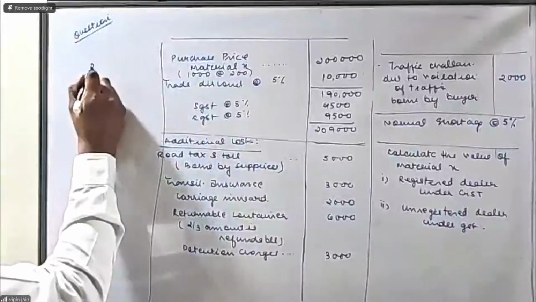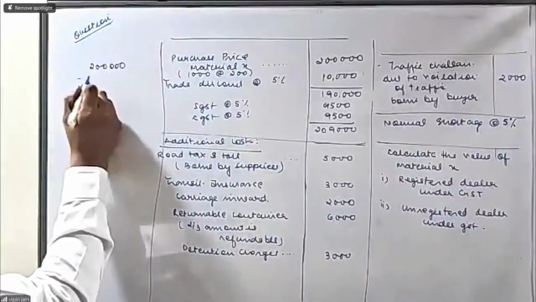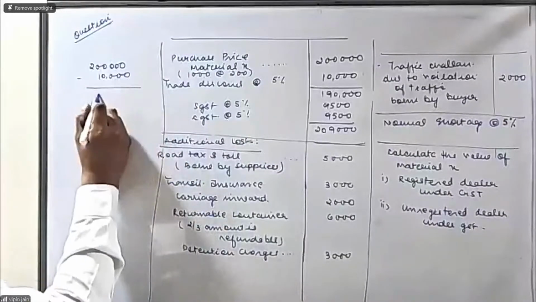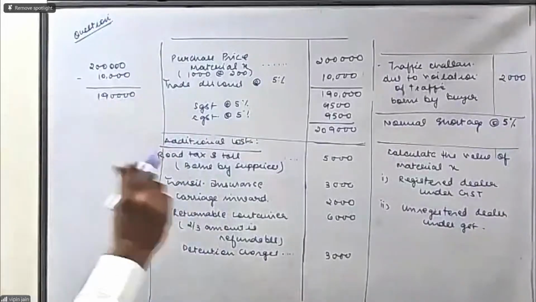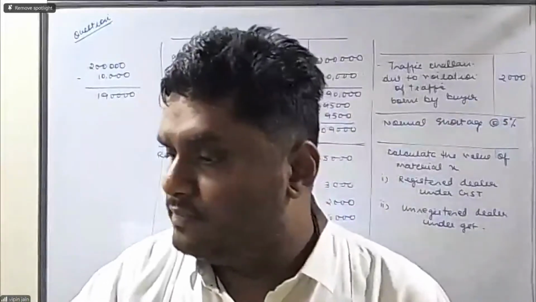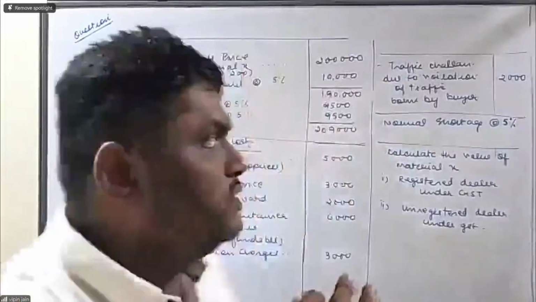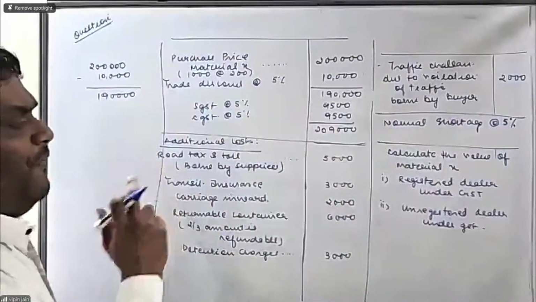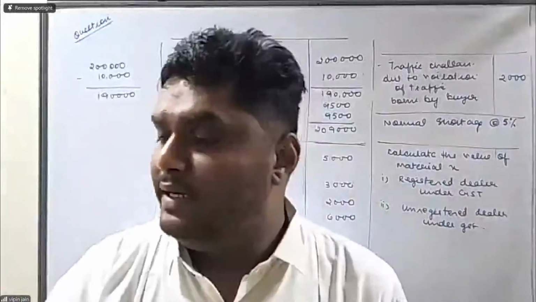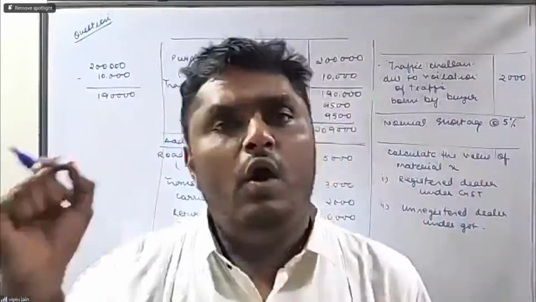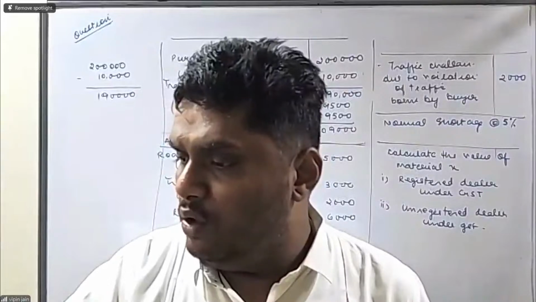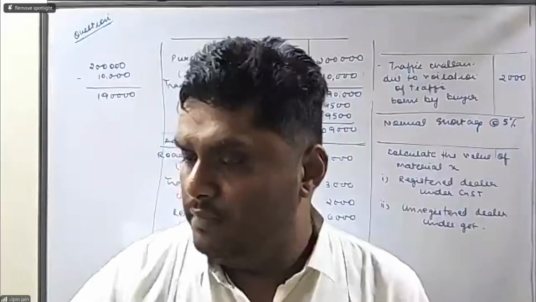So see, 2 lakh is our purchase price. The trade discount will be deducted, that is 5%, that is 10,000. So 1,90,000 is our cost, and GST will not form part of cost of material. So GST will be ignored. Now, first point, road tax and toll tax borne by the supplier. Will we add or not add? Ignore, not add.